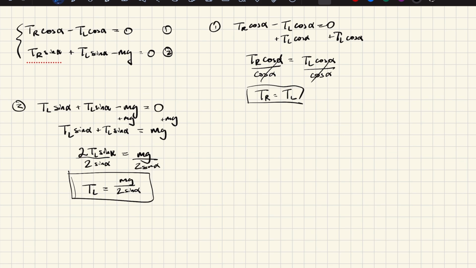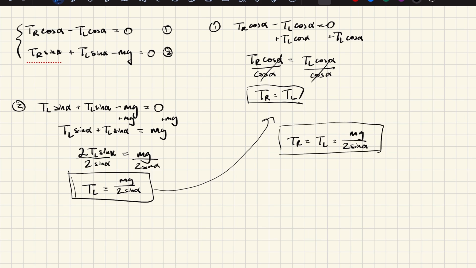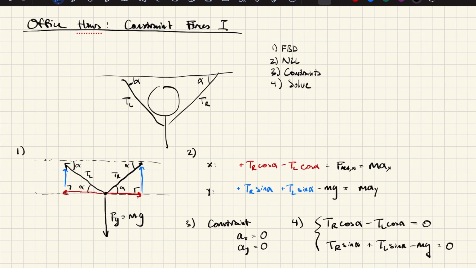And once I've gotten TL, remember earlier I solved for TR in terms of TL. So I can always take whatever result I get from solving the second equation and plug it right back into the first equation. That way we know that TR is the exact same as TL is exactly mg over 2 sine alpha. And then we're done. Okay, so remember that the tensions are a constraint force, right?